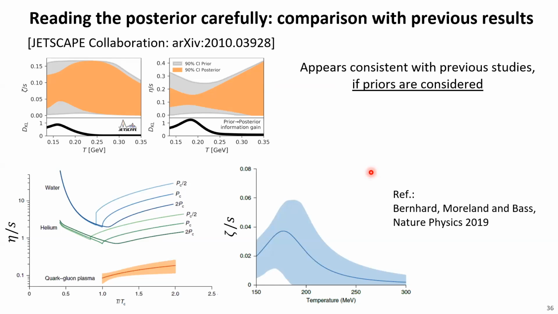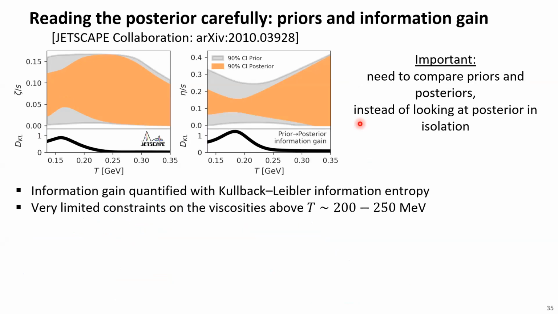Sorry, just a question. How do you quantify this information gain here? It's the so-called Kullback-Leibler information entropy. In a sense, you're folding two distributions together and you see how much they overlap. If they overlap perfectly, you have zero information gain, and if they don't overlap, you have a large information gain. I can send you more information if you want. It's relatively simple. You can do this for any probability distribution, so it's a relatively simple numerical calculation to do.